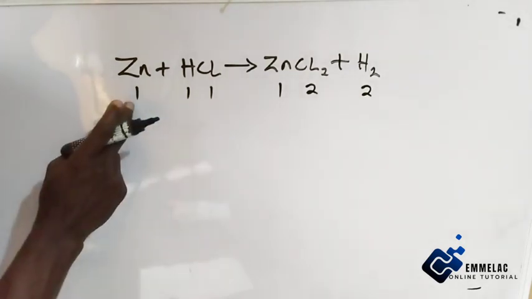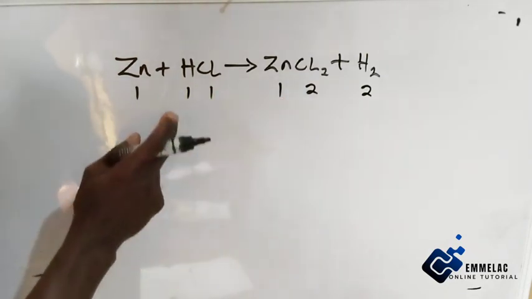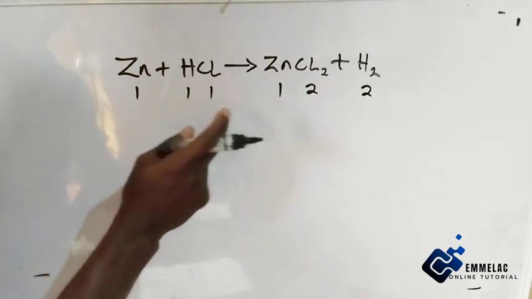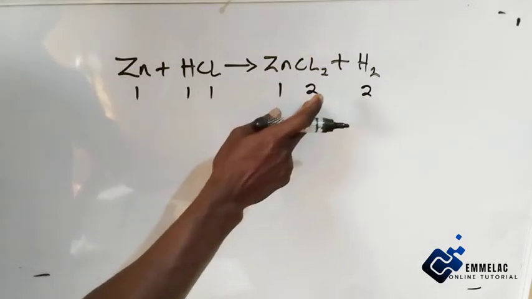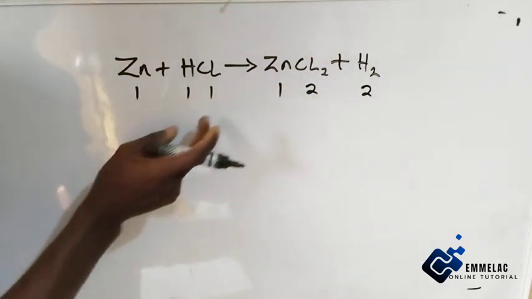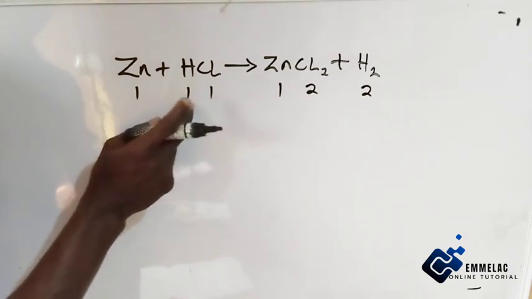Zinc here is 1, zinc here is also 1. Hydrogen here is 1, hydrogen here is 2. Chlorine here is 2, and here is 1. It definitely means there's a deficiency of some atoms here.